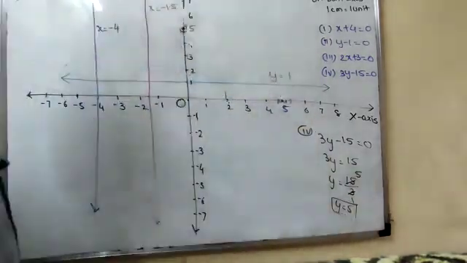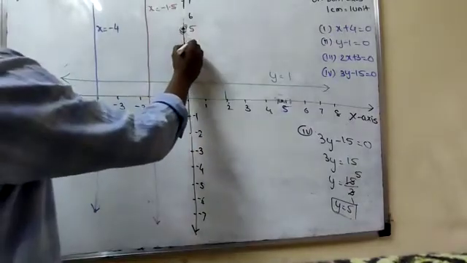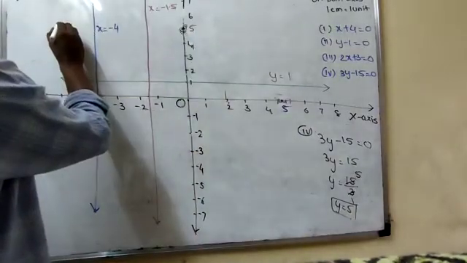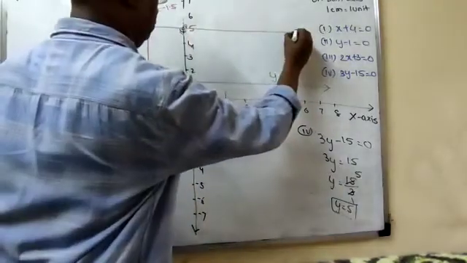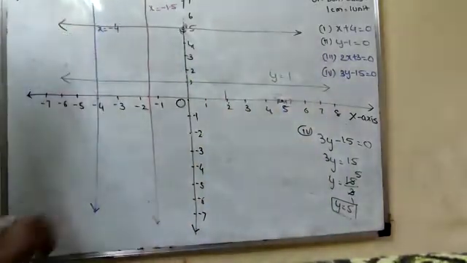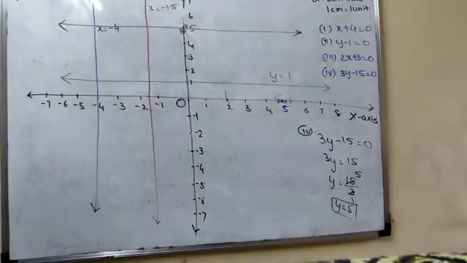Where is y equal to 5? I think here. This is 4. This is 5. So I'll draw a straight line. Any doubt here up to here? Check once again, any doubt? We got all how many equations? Now 4 equations.